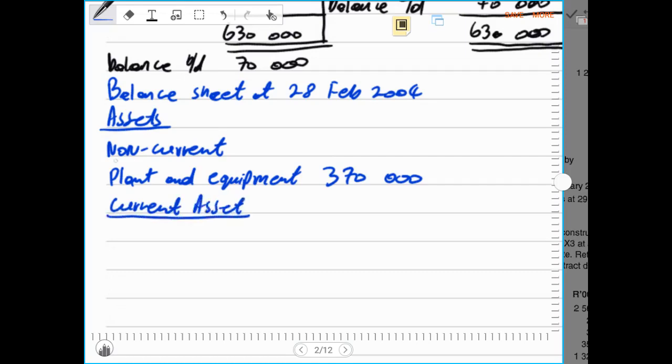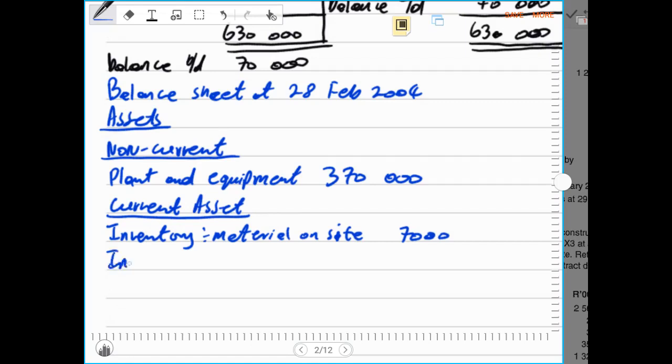Under current assets we have quite a number of assets. Inventory of material. We have inventory in terms of material on site, and that was 7,000 rands. We also had another form of inventory.